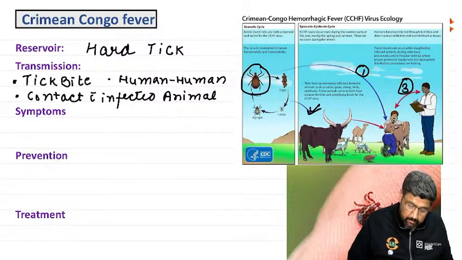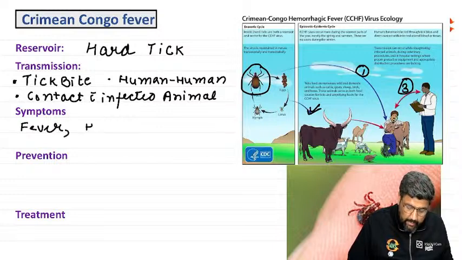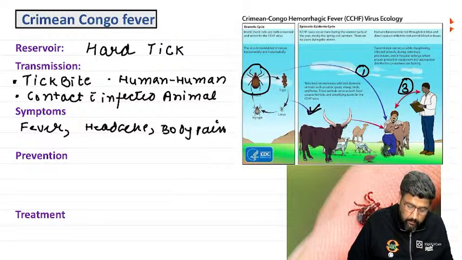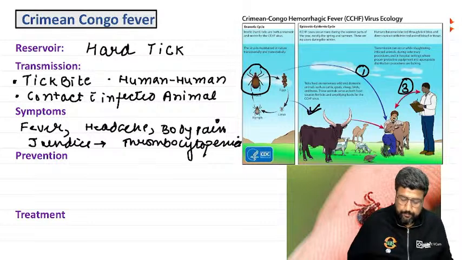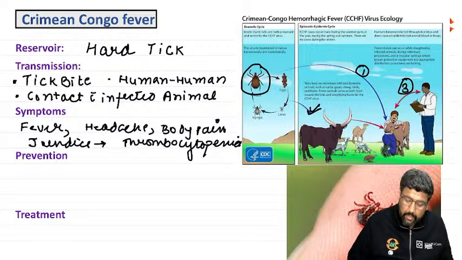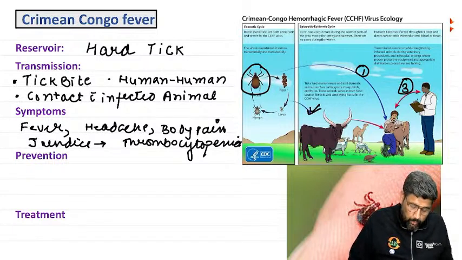Now, the symptoms include fever, headache, body pain, jaundice, thrombocytopenia, right? Thrombocytopenia. Now, how can you prevent it?